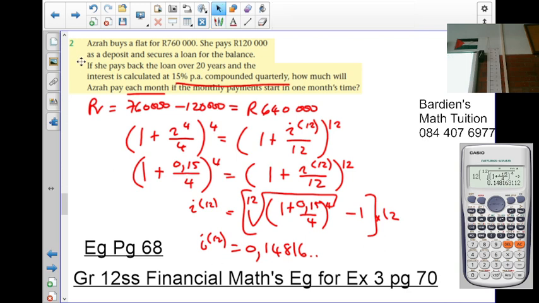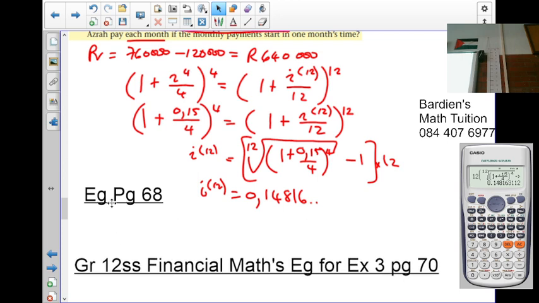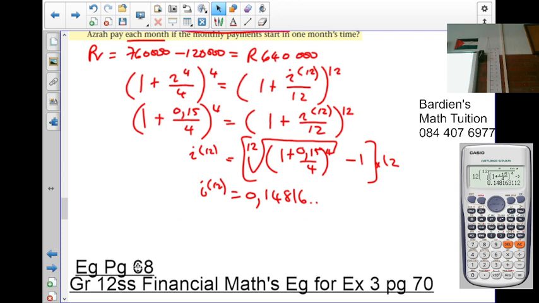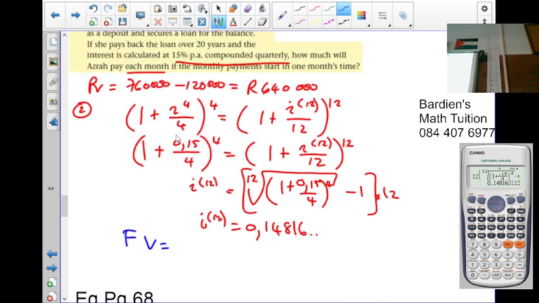Now we can use formula number 2. We didn't finish off the information: she pays monthly, starting in 1 month's time. So as we see, there's no variation on your end value there. So it's not future value but present value: x into 1 minus 1 plus i to the minus n, over i.